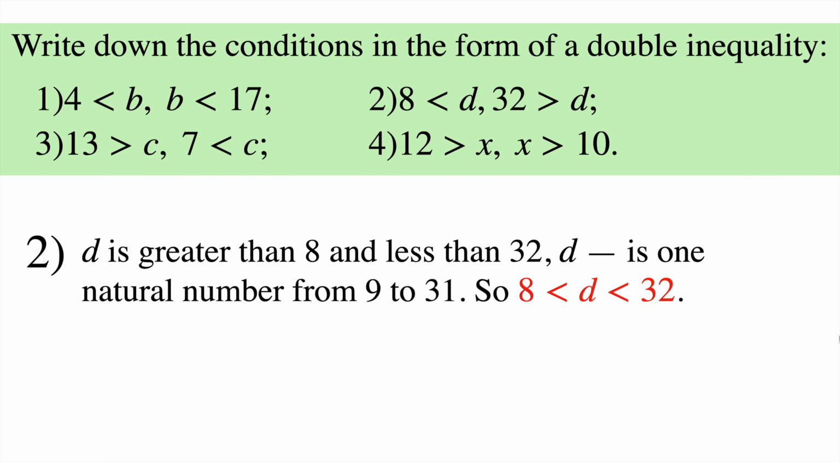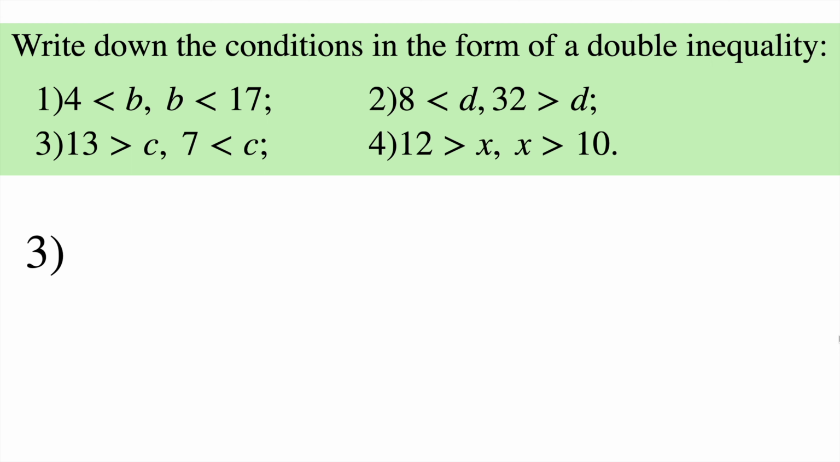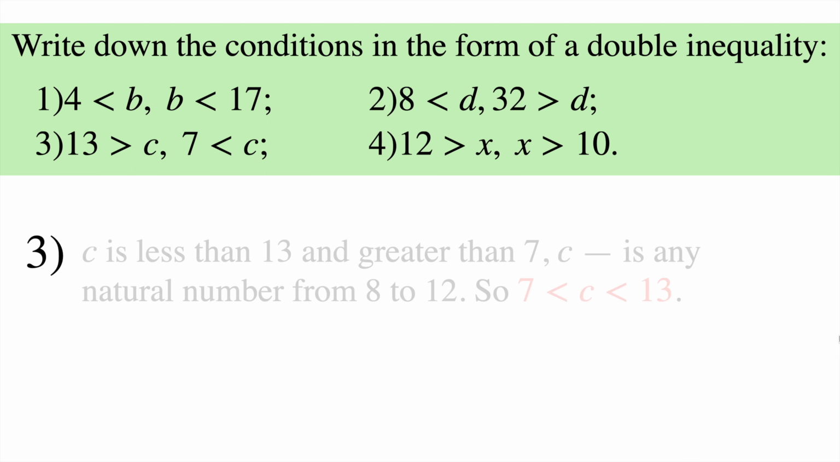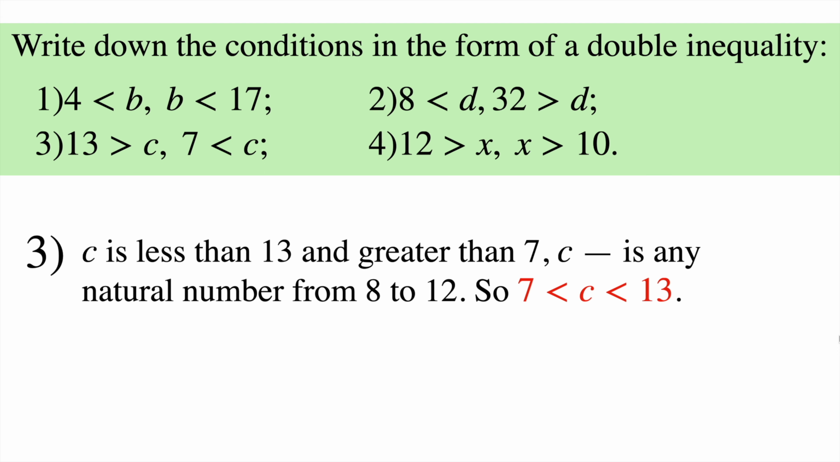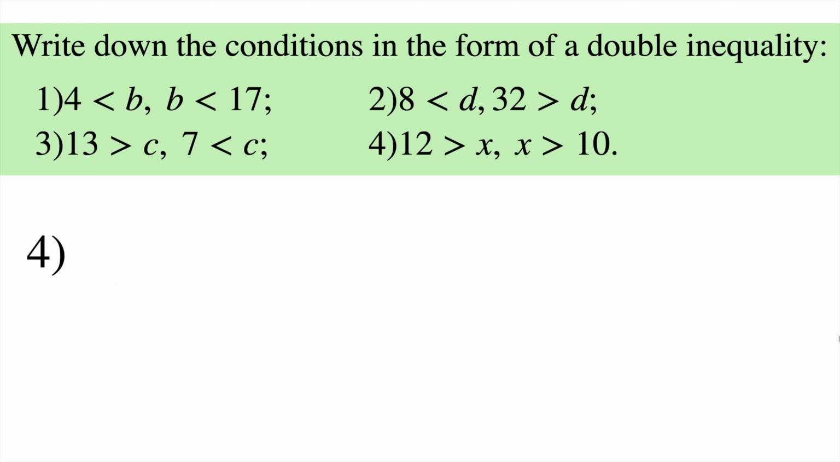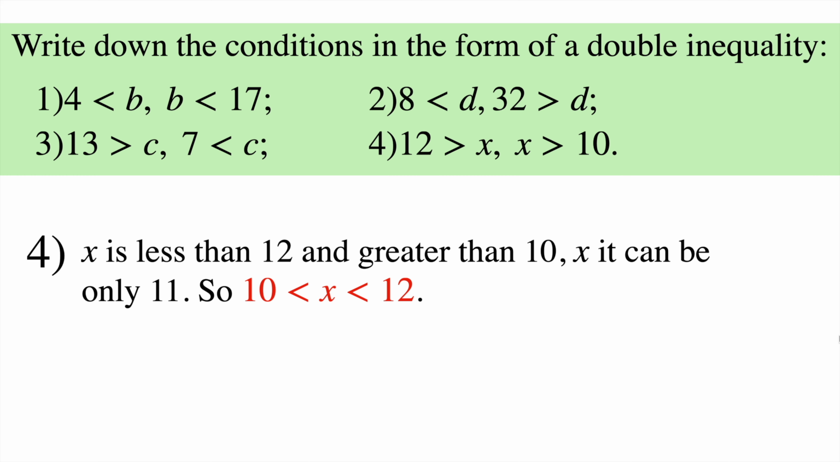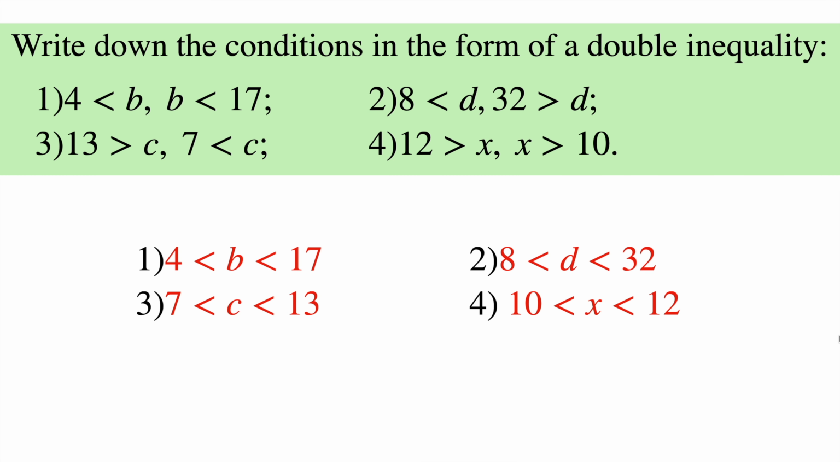In the third, c is less than 13 and more than 7, so this is any natural number from 8 to 12 included. And you can write down the desired inequality. In the fourth part, x must be between the numbers 10 and 12, so there is only one value for it, namely 11. We write down the corresponding inequality and go to the next task.